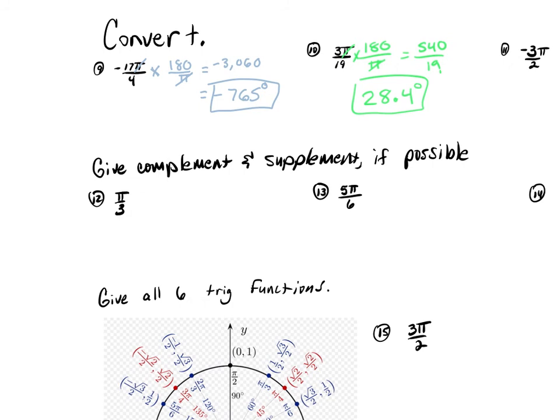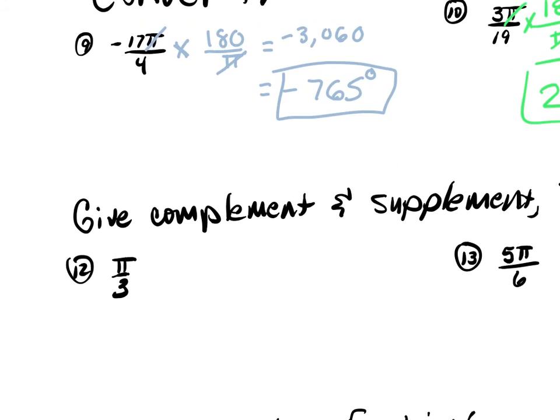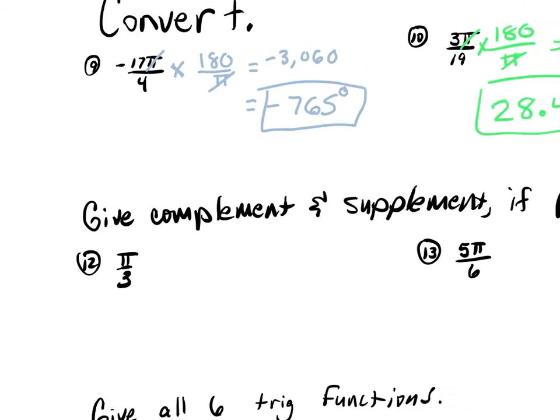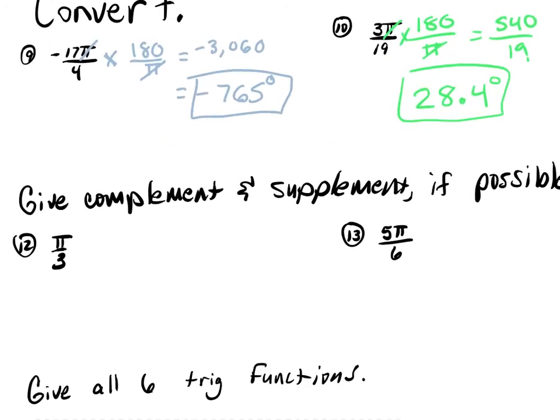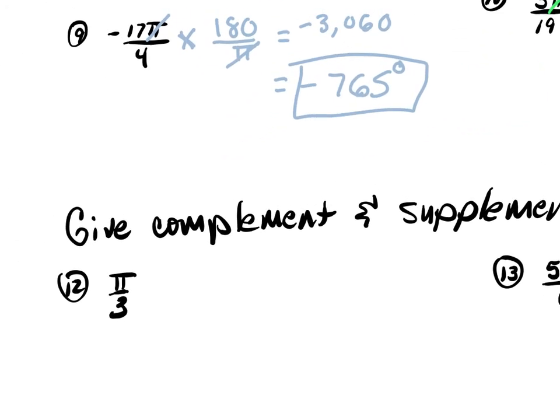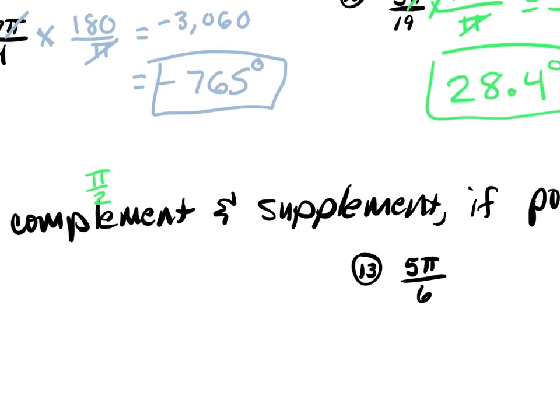So we need the complement and supplement if possible. To find the complement, remember we have 2 angles that add up to what? 90. But if you notice all of these are in radians, so it's got to be in radians. What's 90? Pi over 2. And then supplement, they add up to what? Pi.